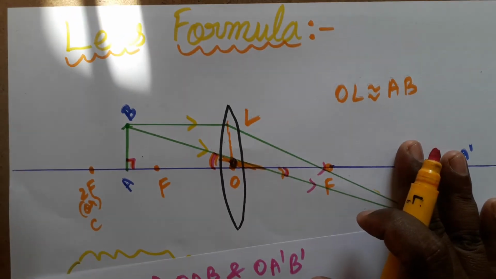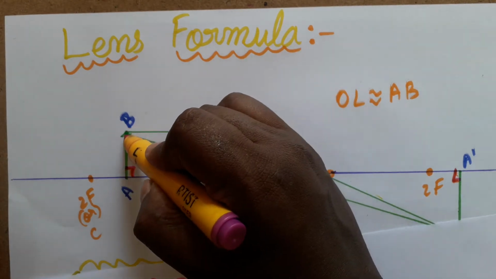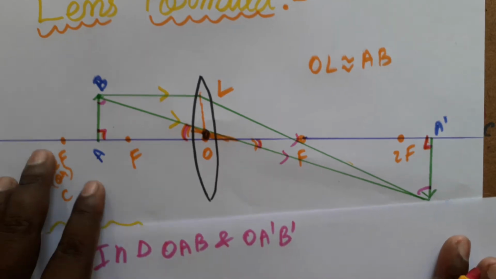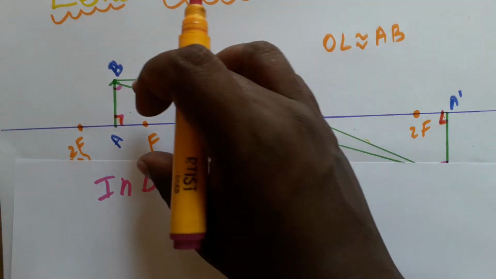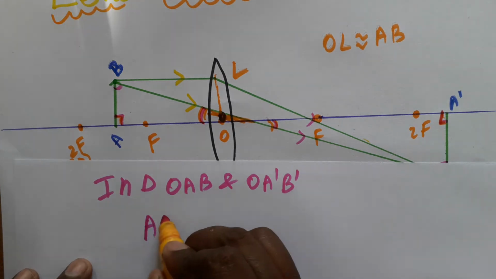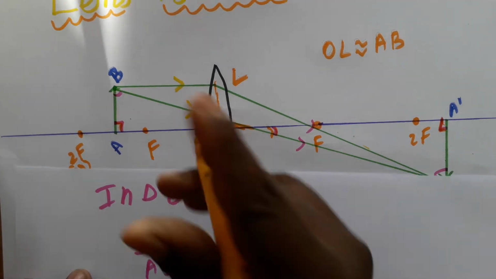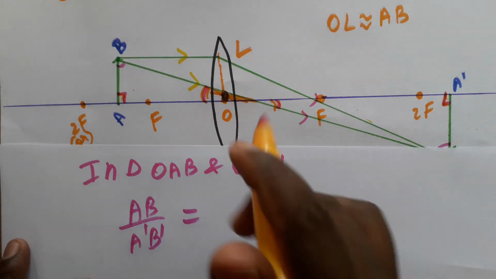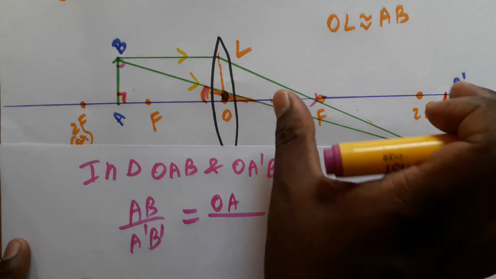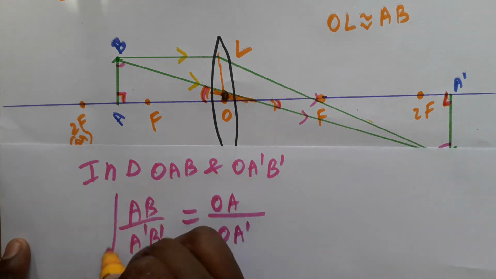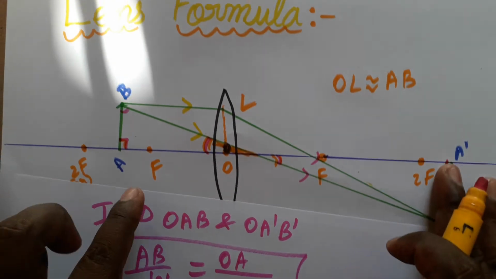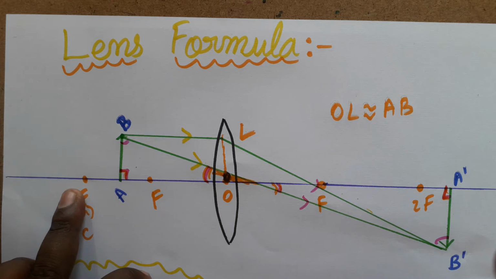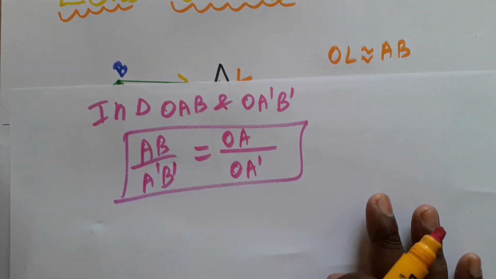The third angle will also be equal. So these two triangles are similar triangles, and you can take the ratio formula. AB divided by A'B' is equal to OA divided by OA'. This is the ratio formula I have taken. If you want, you can take the third side also, OB divided by OB', but now I want only two sides.